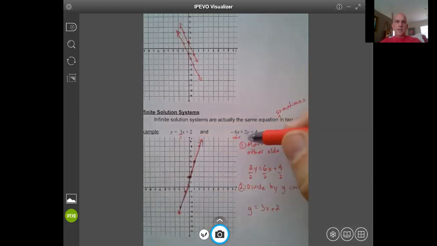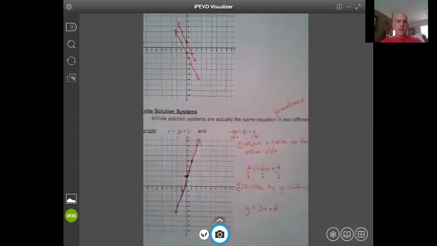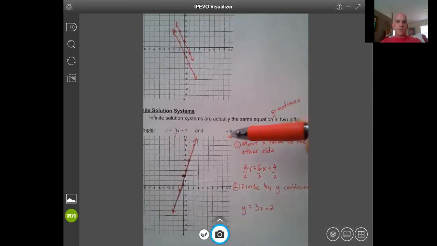Now this line is not in slope-intercept form, so in order to tell what type of system we have here, whether it's a one solution, an infinite solution, or a no solution system, we need to get it into the same format. We talked about changing standard form into slope-intercept form in the last unit. The first thing I'm going to do is move this x term to the other side. I need to add 6x to get rid of this minus 6x, so I add 6x to both sides, giving me 2y equals 6x plus 4.